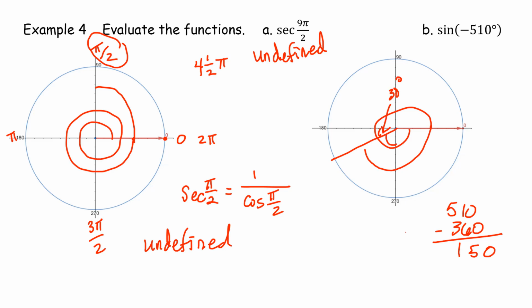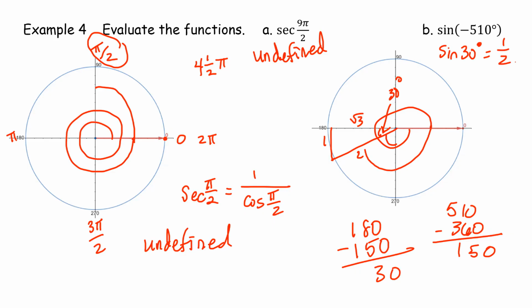So that's 180 minus 150 is giving you that reference angle right there. So you've got a 30-degree angle, and so the sine of 30 is 1/2. So sine 30 is 1/2. But now we are in the third quadrant where both sine and cosine are negative. So sine negative 510 is equal to negative 1/2.